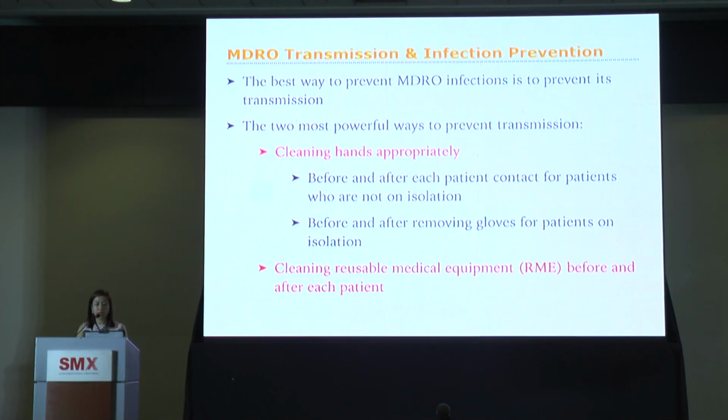The best way to prevent MDRO infection is to prevent its transmission. And the two most powerful ways to prevent transmission are the following. You have proper hand hygiene. Pasensya na po, paulit-ulit, but it is very important. Cleaning hands appropriately is an established powerful way to prevent transmission, as well as cleaning reusable medical equipment, or your RMEs, before and after each patient.